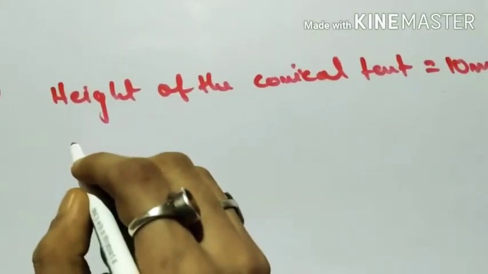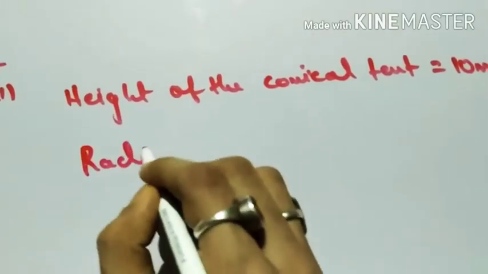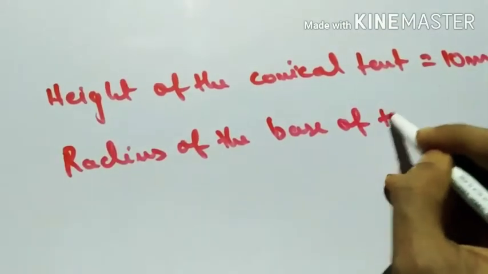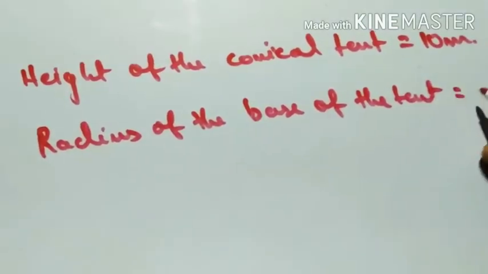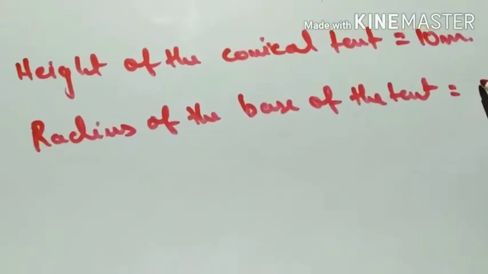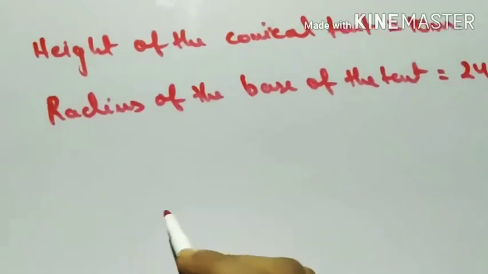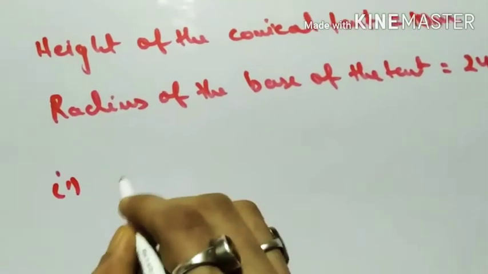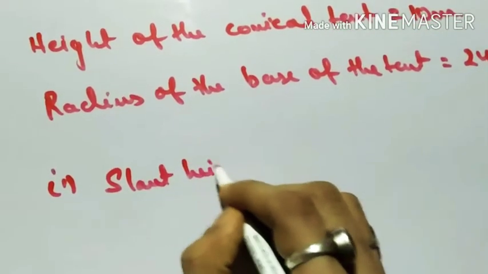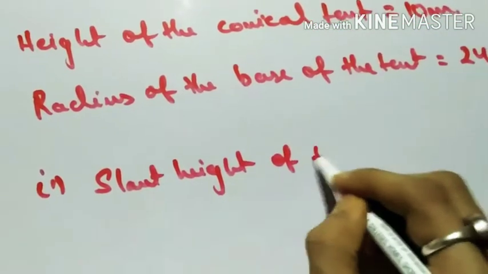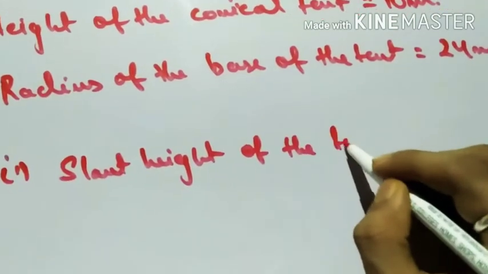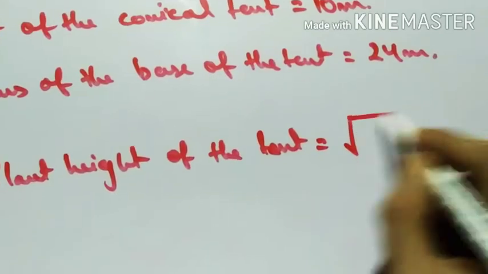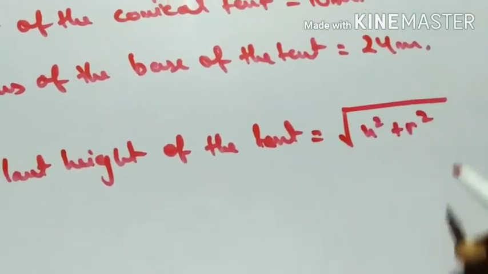Okay, height of the conical tent, it is given as 10 meter. And then next what it is given? Radius of the base of the tent, it is given as 24 meter. Yes, radius of the base of the tent, it is given as 24 meter. I have to find number 1, I have to find the slant height of the tent. Okay, slant height of the tent, formula is root over h square plus r square.